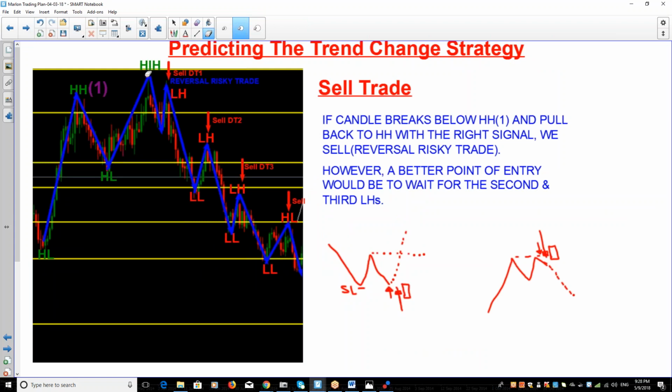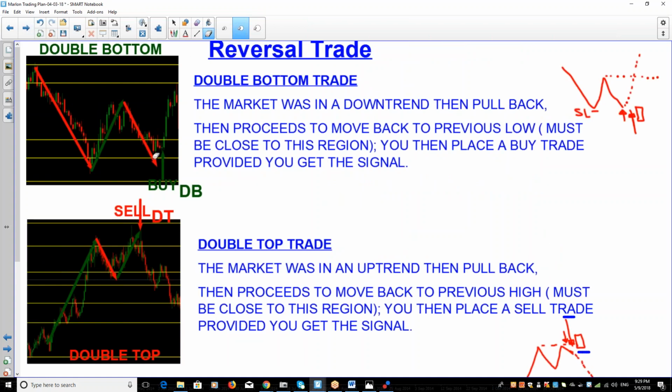Then we have the same thing here. We've got the double top reversal trade here. Look to sell: lower high, lower high, lower high. Break up again. Then we've got the double bottom, where the market breaks down to that point.